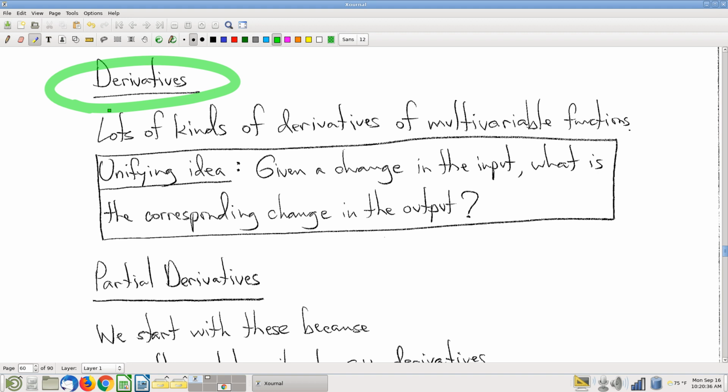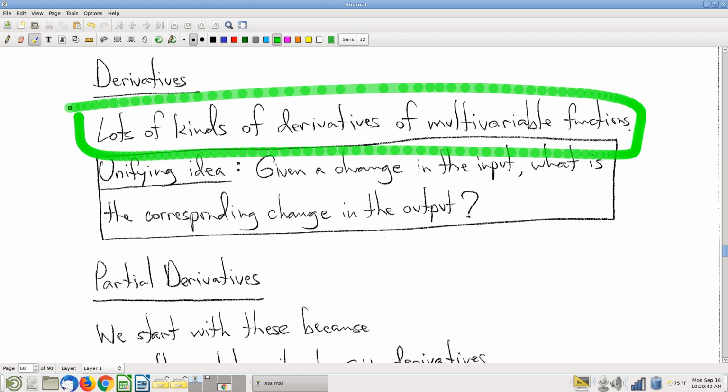So, what is a derivative? It turns out there's actually lots of different answers to that question. There's not just a single kind of derivative. There's a bunch of them. There are different ways to look at all of them.